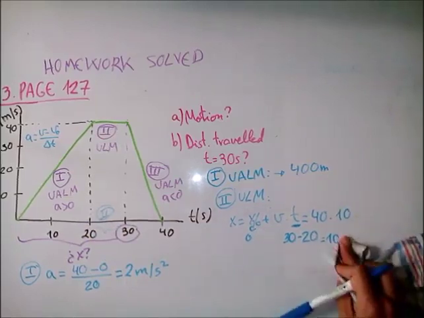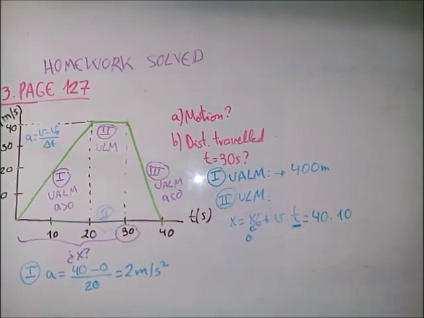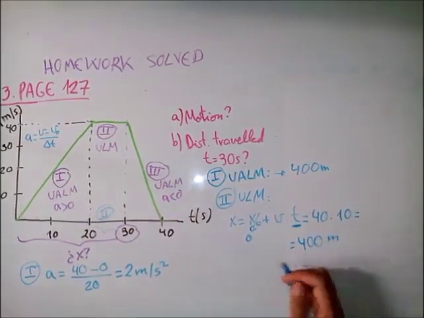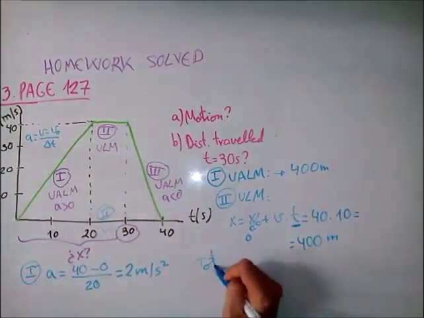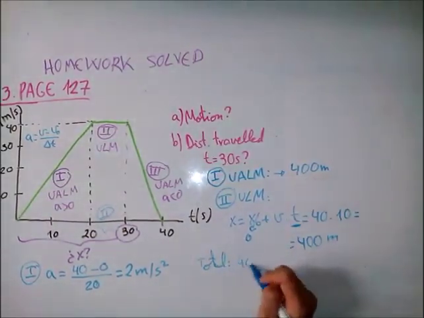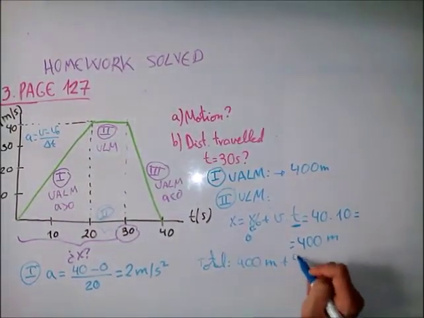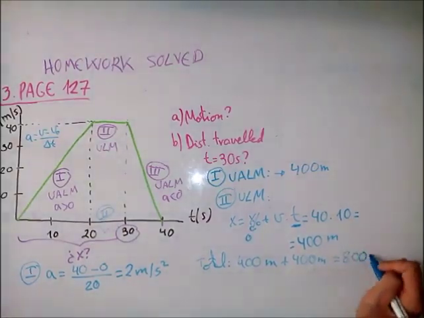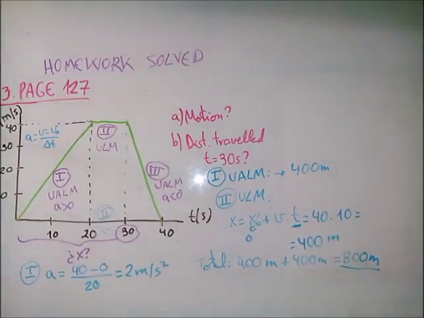Can you see that, guys? This is 40 times 10, so this is equal to 400 meters. So total is 400 meters plus 400 meters. That's equal to 800 meters. Okay, guys? I hope you could follow it.